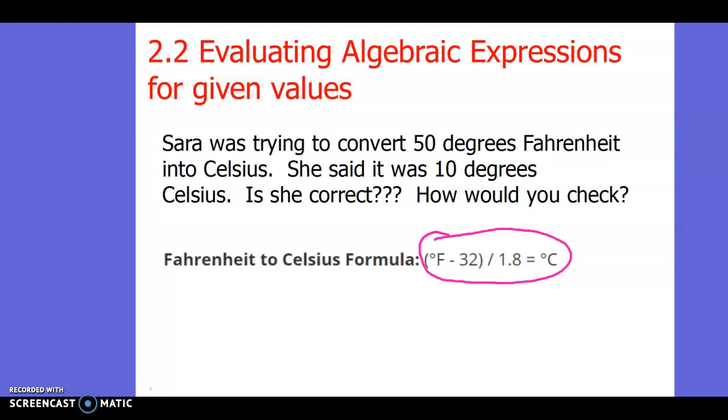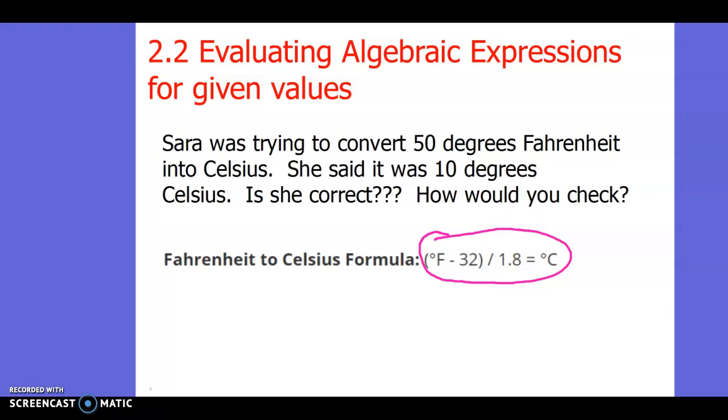Today we're going to talk about evaluating algebraic expressions for given values. What exactly is an algebraic expression? Well, it is a group of letters and numbers together. What we're going to do today is look at what happens when we substitute a given number value in place of the letter. How do we figure out what that's equal to?